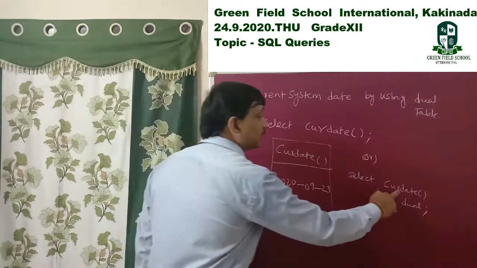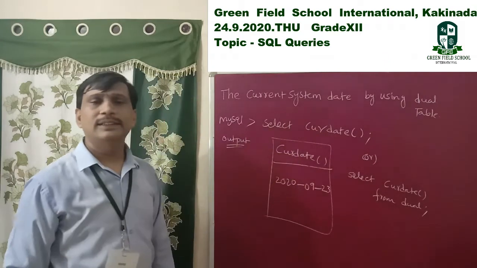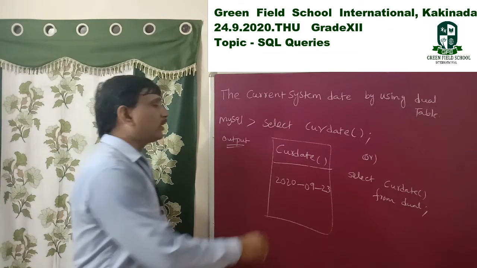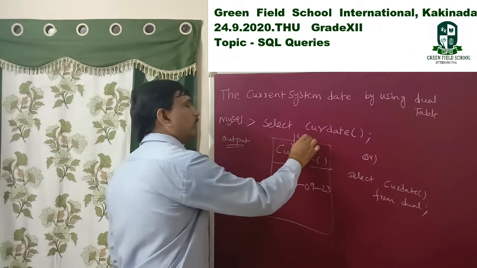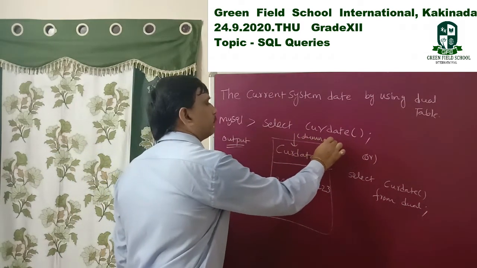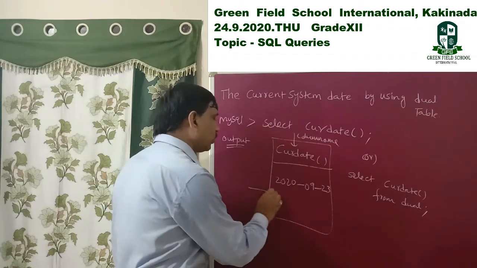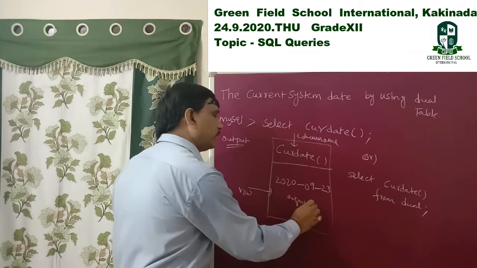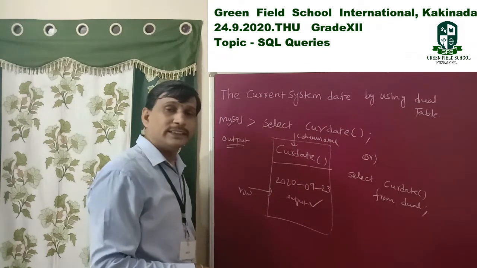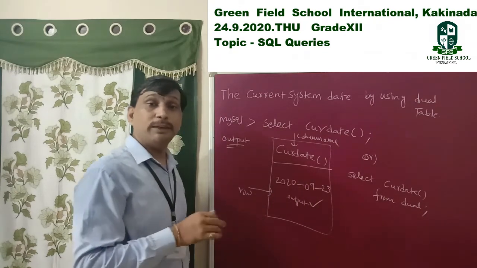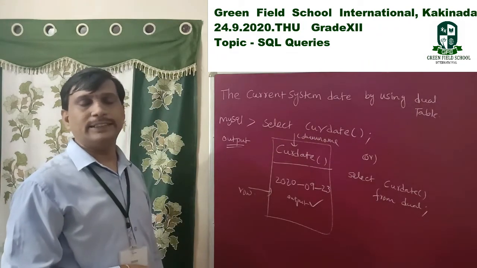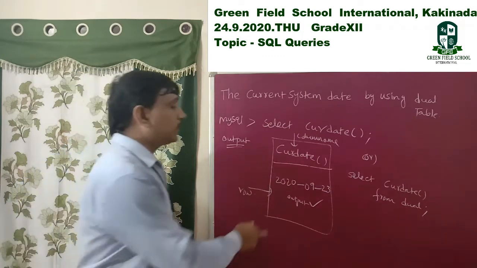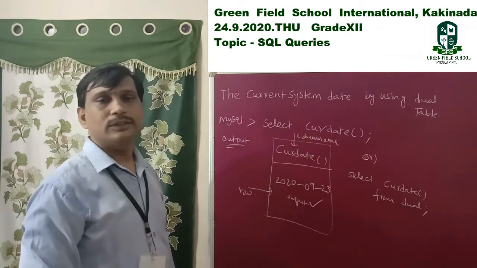Here after SELECT, this one is acting as the column name. This one is the row, and this is the output it displays: today's date, the system date. Every system has some date, and today's date is set exactly by the system. It displays today's date.